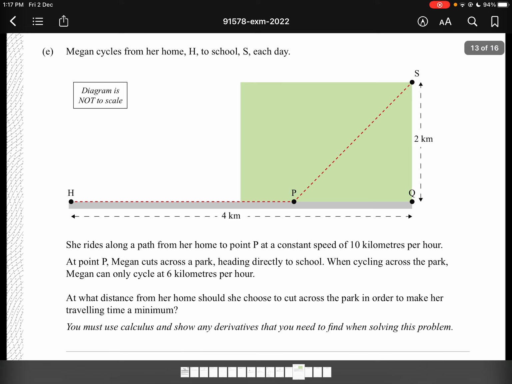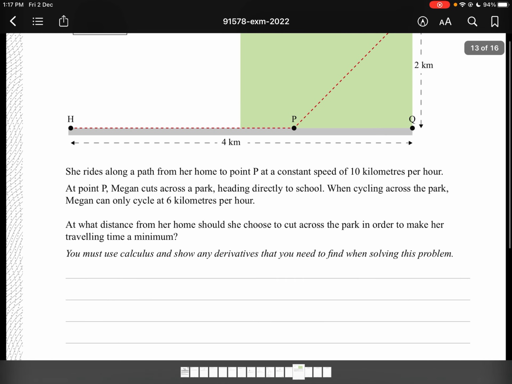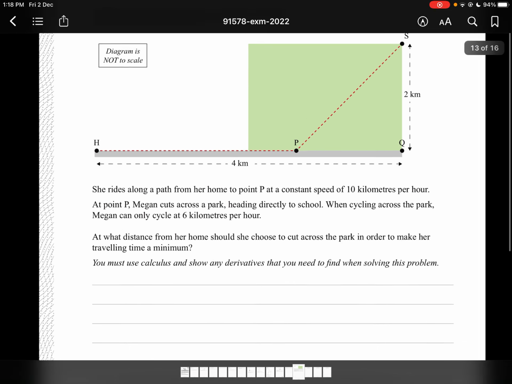Megan cycles from her home H to her school S every day. She rides along a path from her home to point P at a constant speed of 10 kilometers per hour. At point P, Megan cuts across a park, and when she cycles across the park, she only cycles at 6 kilometers per hour. At what distance from her home should she choose to cut across the park in order to make her traveling time a minimum?